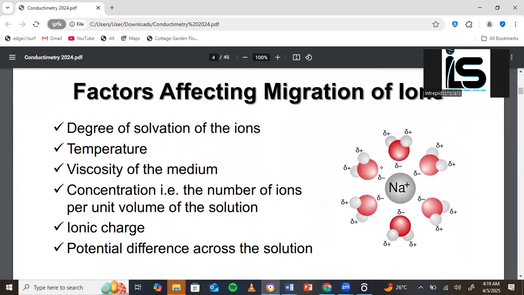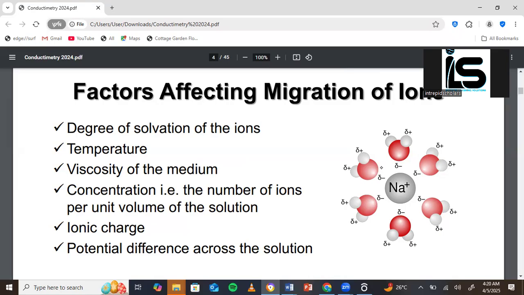Now, these are factors that affect the migration of these ions. The first one is degree of solvation. Now, the picture here shows us the degree of solvation. And so we are seeing that metal ions like sodium do not exist in isolation in solution. In solution, you realize that it is surrounded by water molecules. Now, if the solvation of the ion is heavy, this particular type of solvation is called hydration because water is around it. Solvation just means a solvent surrounding the ion, right? So this form of hydration reduces the mobility, or the movement or migration, of the ion.